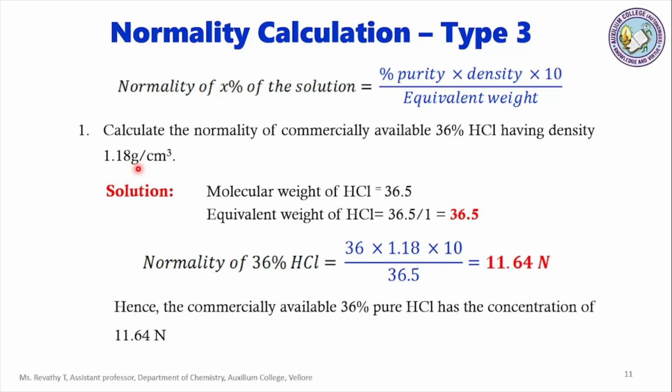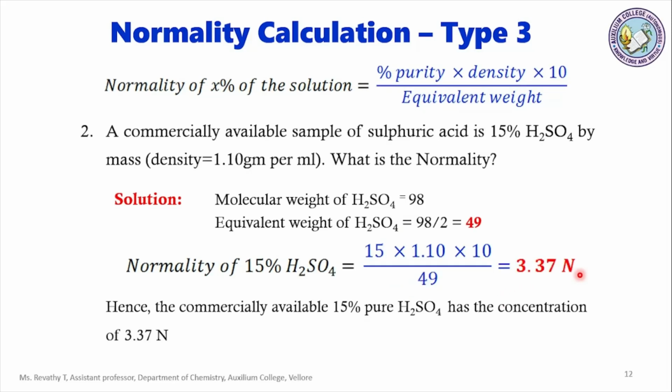On substituting these values in the above formula, we get the normality of 36% pure HCl as 11.64 normality. Here the normality of solute is determined. Now to prepare a solution of required normality, we can use the type 4 formula, which we will be seeing shortly. So now we have found only the normality. Once again, you can pause the video and solve this question on your own.